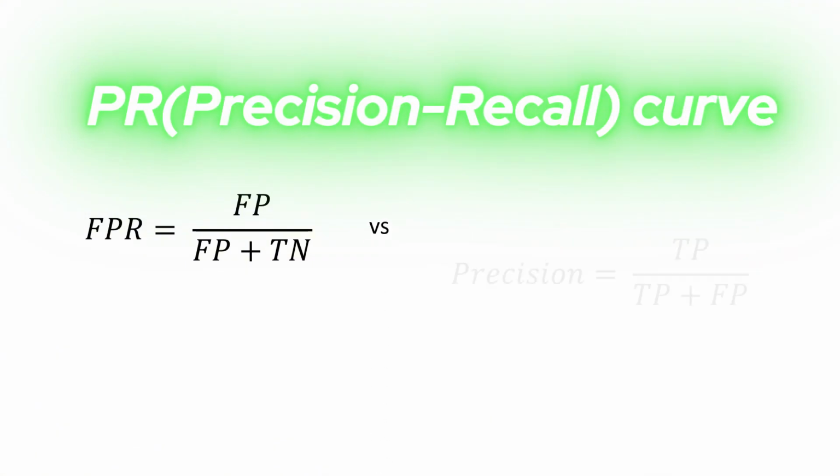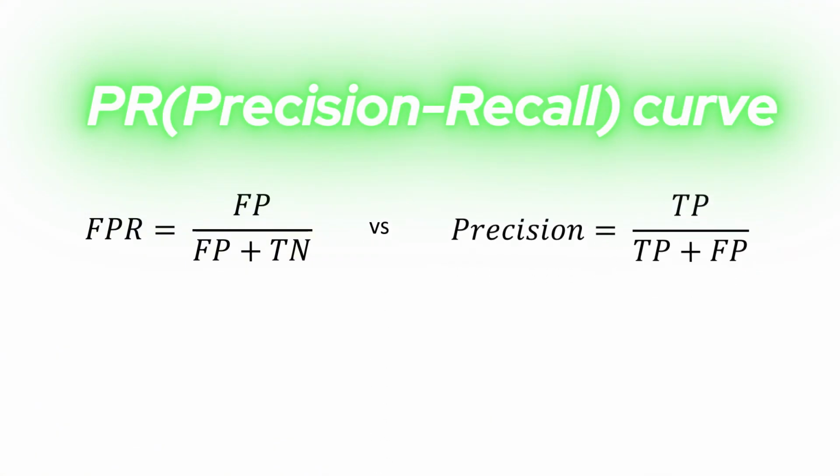In the precision recall curve, instead of using the false positive rate, we use precision, a metric that is highly sensitive to class imbalance. Notice that TN does not appear in this formula. Therefore, when false positives increase, precision drops directly and often sharply, even in cases where the ROC curve may still look strong. This makes the PR curve particularly informative when the positive class is rare and false positives are costly.